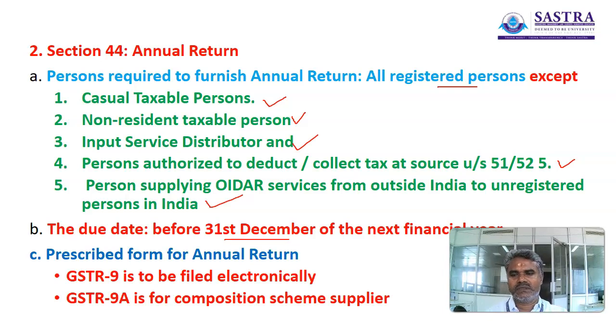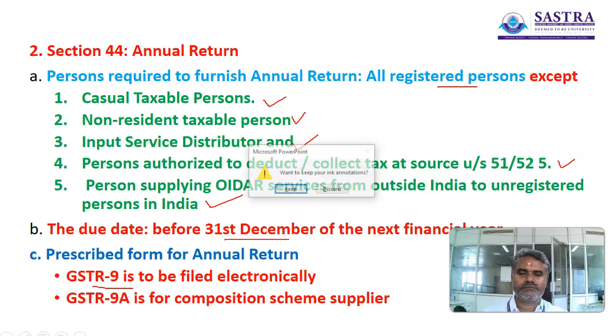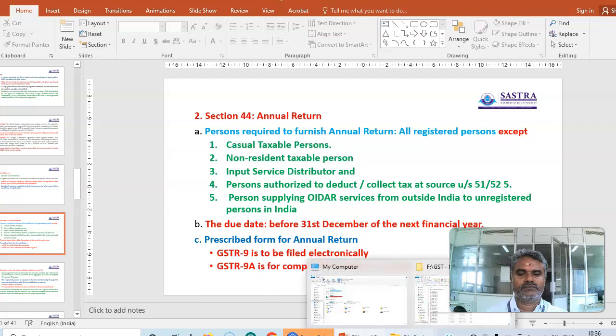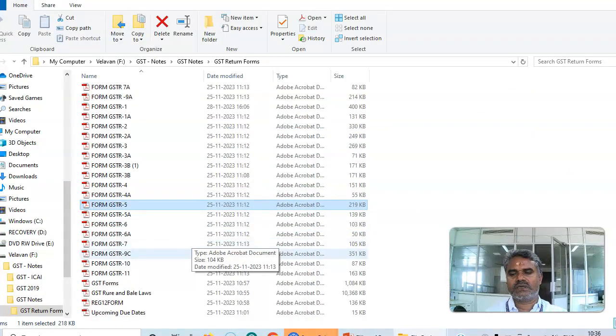That is very important. Once you file the annual return, it should be by the last date of the next financial year. Prescribed form of annual return GSTR 9 is to be filed electronically. GSTR 9 is for compounding scheme suppliers. So now you have to see, I will show what GSTR 9 is. GSTR 9 is very important.